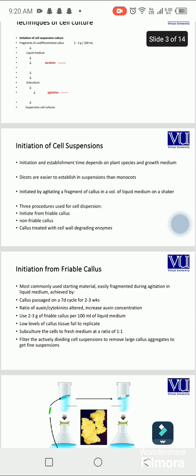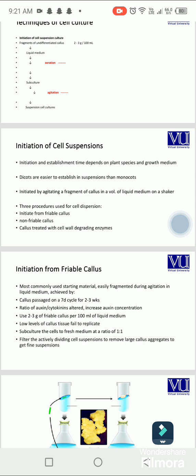Initiation of cell suspensions. Initiation and establishment time depends on plant species and growth medium. Dicots are easier to establish in suspensions than monocots. Initiated by agitating a fragment of callus in a volume of liquid medium on a shaker.